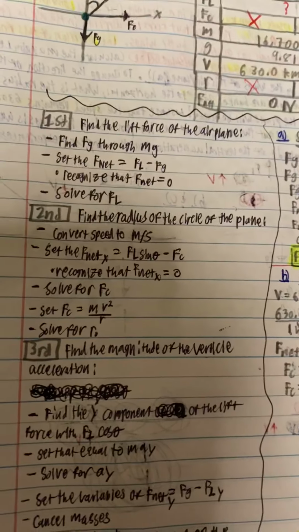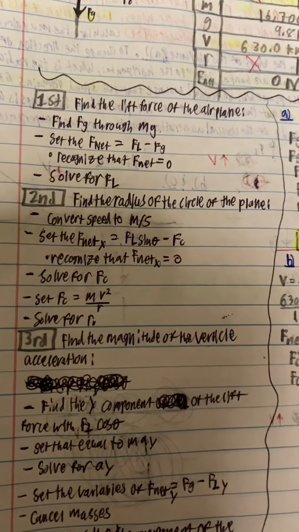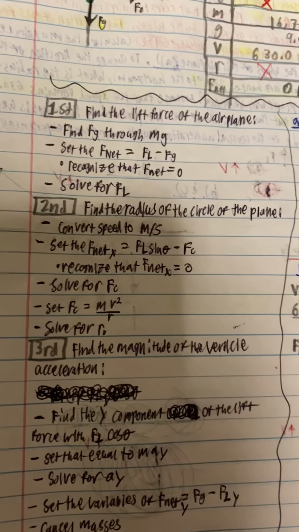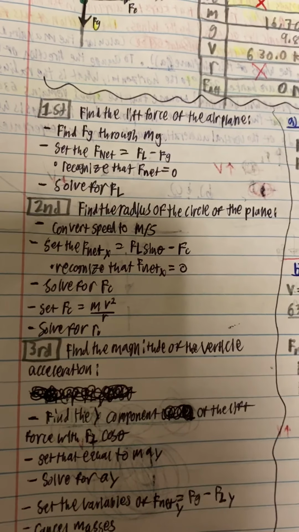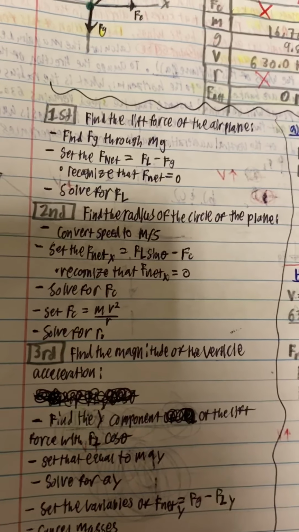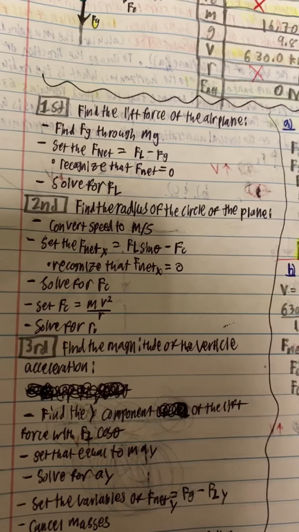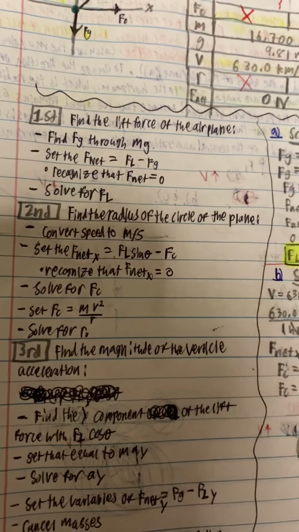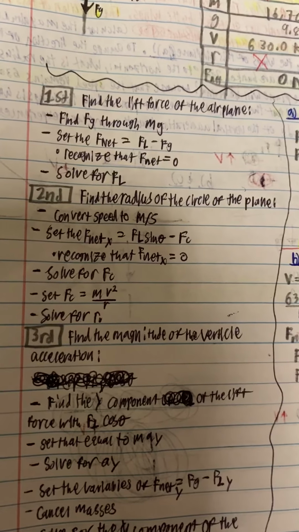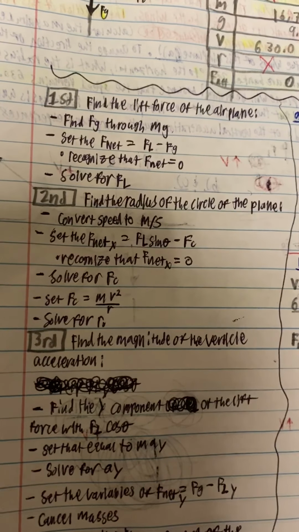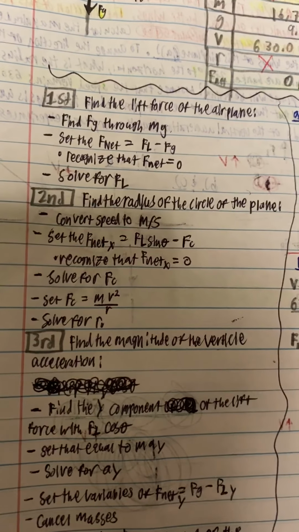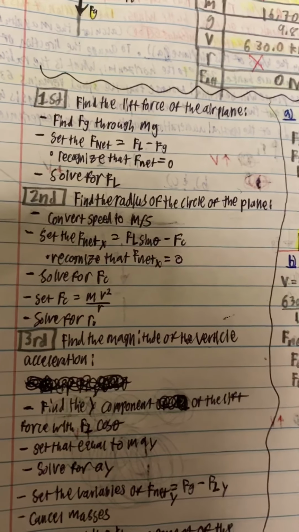Okay. Second, we need to find the radius of the circle of the plane. Convert speed to meters per second, because keep in mind that the speed we were given was in kilometers per hour, and we don't usually use those units for the other variables here. Then we need to set the net force in x equal to the lift force times sine theta minus the centripetal force.